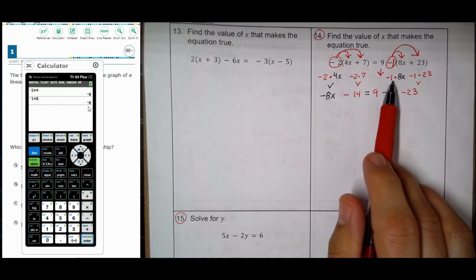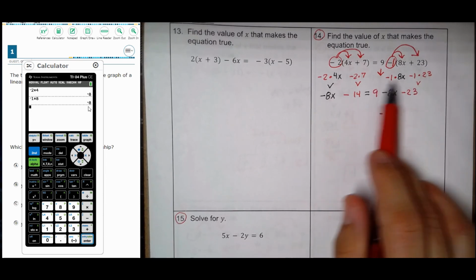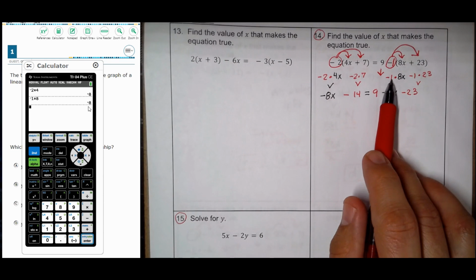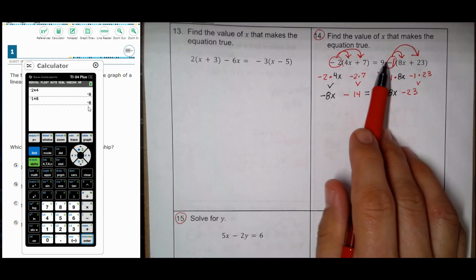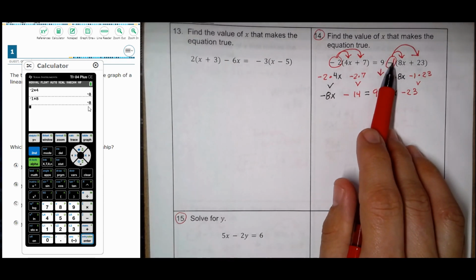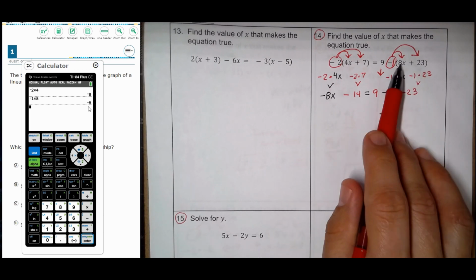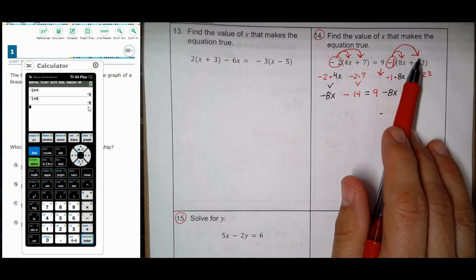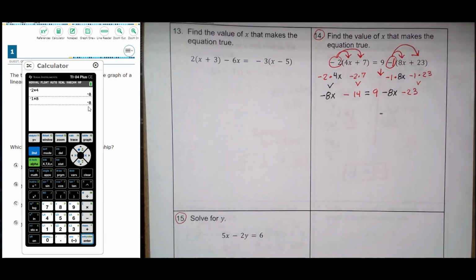So in all honesty, you don't have to write this out like I do. I'm writing this out so that you can see that operations are occurring. We are distributing and multiplying. But if you just remember, oh, there's a negative up here, I just need to change the signs of everything that's inside the parentheses, that'll work too, right? This became -8x. This became -23.